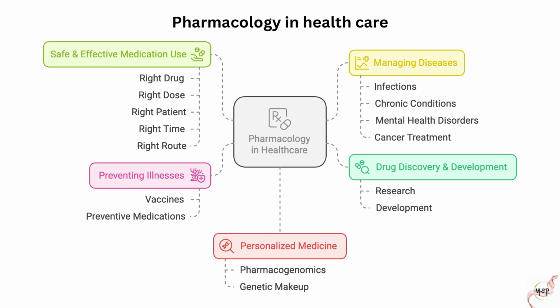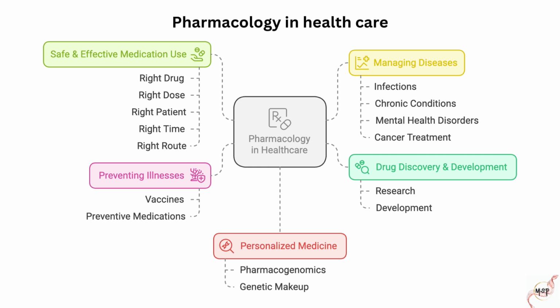Okay, dear friends, and that wraps up our discussion on pharmacology and its major divisions. Now let's conclude the topic with the major role of pharmacology in modern healthcare. Pharmacology ensures that medicines are safe, effective, and accessible. It plays a vital role in disease management, prevention, and the development of innovative treatments. So let's take a quick glance at this topic.